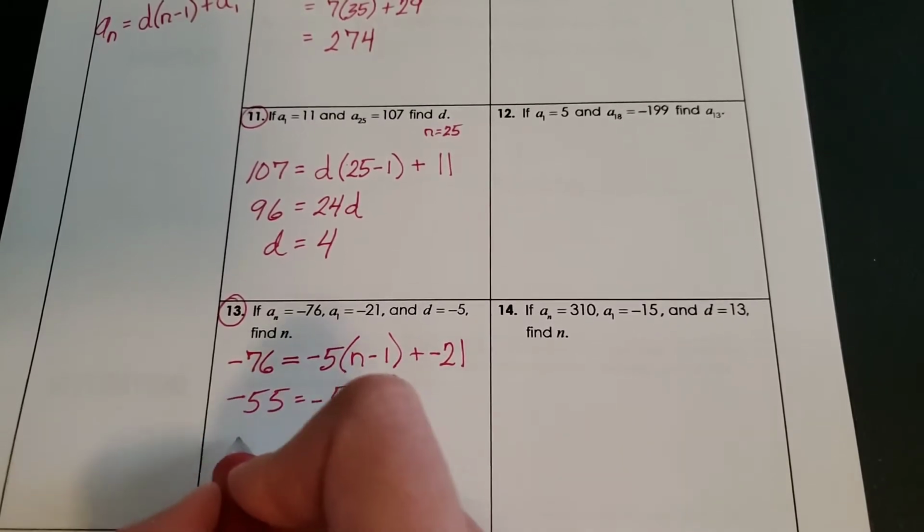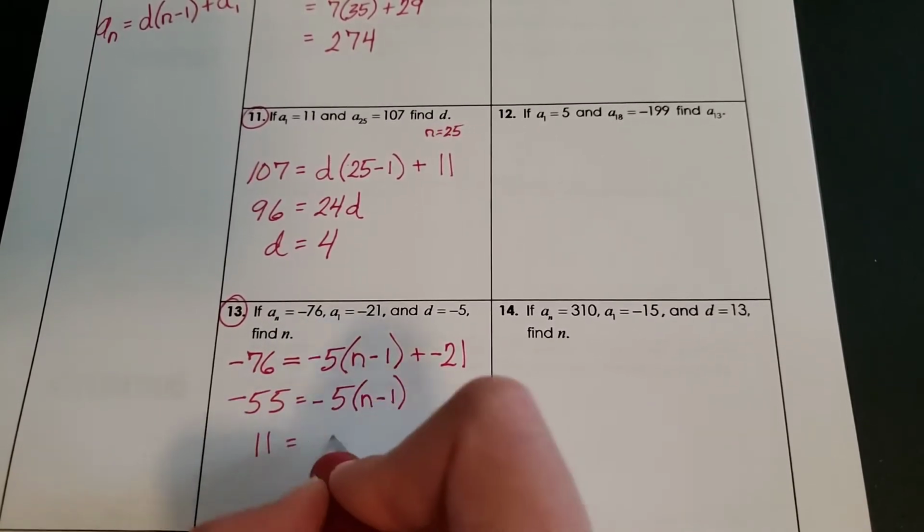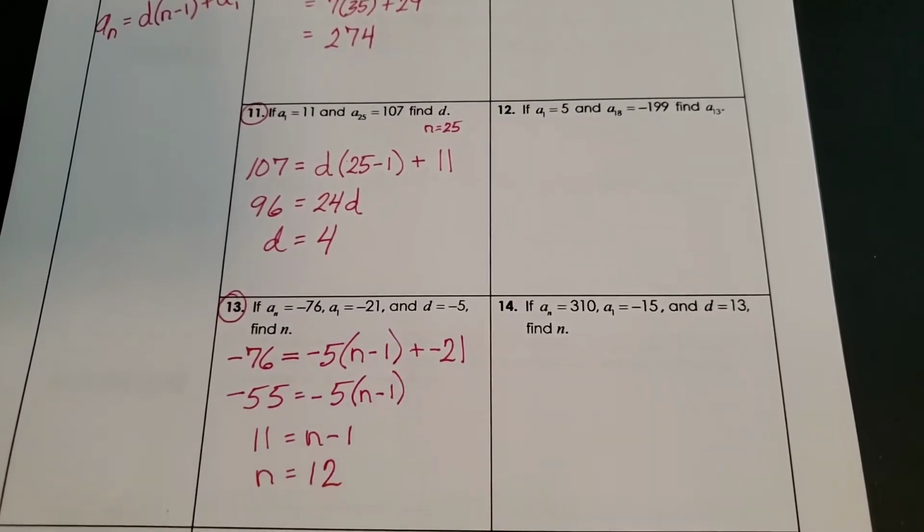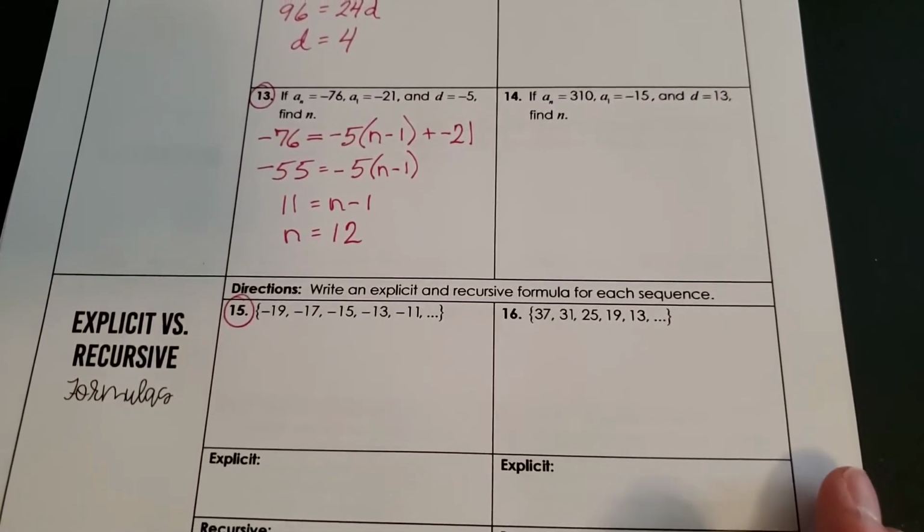Then I'm going to divide by negative 5. So n is 12. All right. Hopefully that's feeling pretty good. A nice formula put to use.